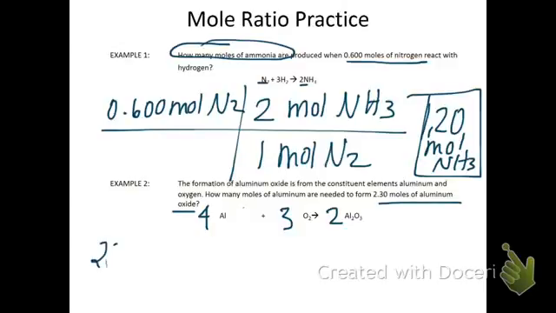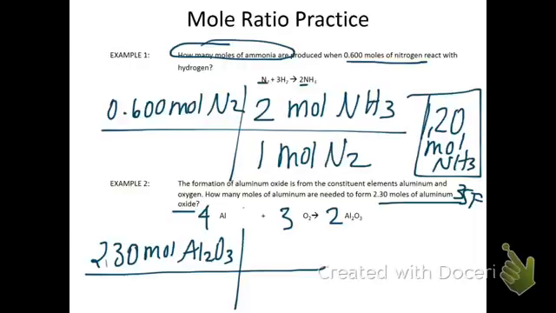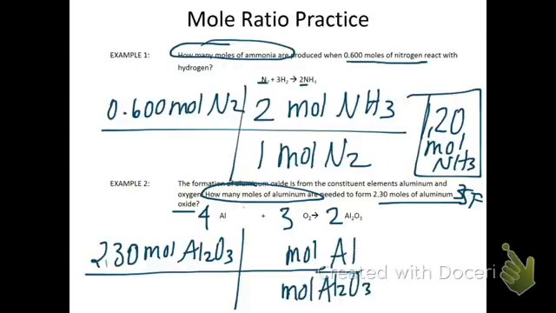Okay? So again, we start with what's given to us. So we start with the 2.30. So how many sig figs will I need my answer in? 3. So I always kind of jot that down over to the side. And that is moles of aluminum oxide. Okay? And then we put same unit on the bottom because we want to get rid of it, moles of aluminum oxide. And it was asking for how many moles of aluminum are needed. So we're going to do moles of aluminum on the top.